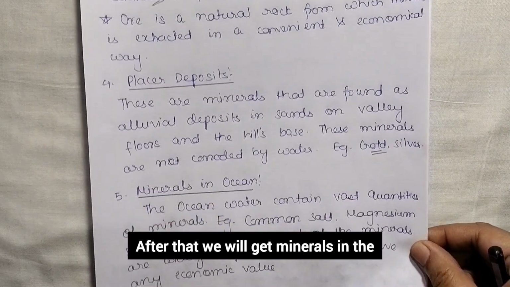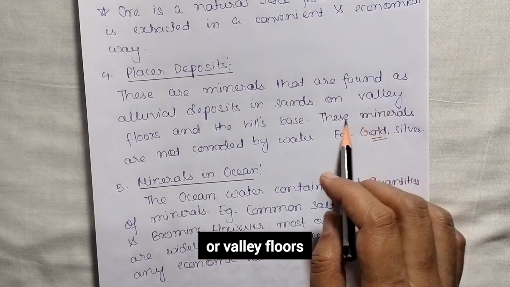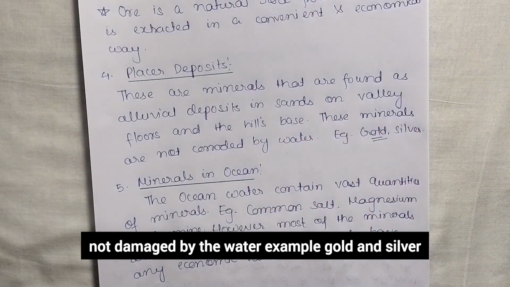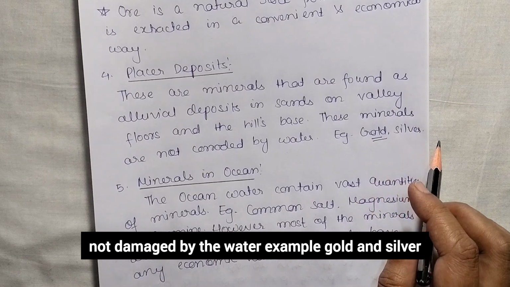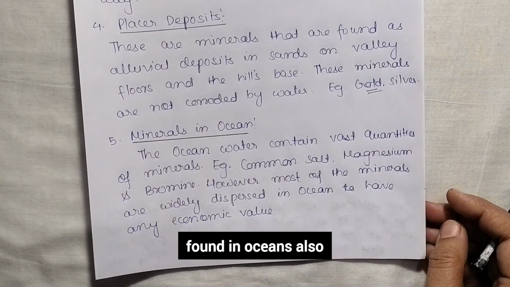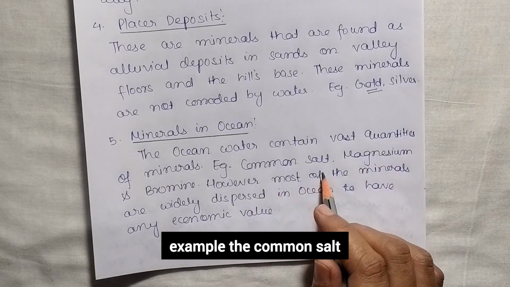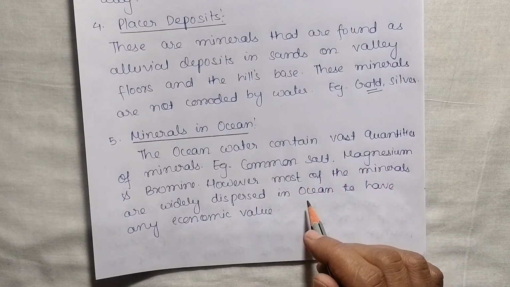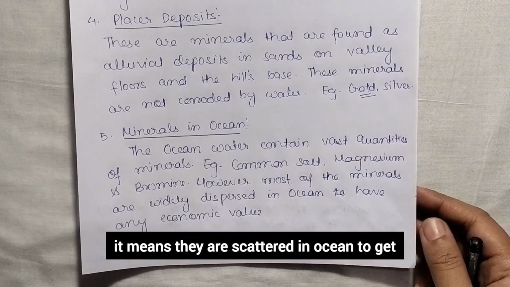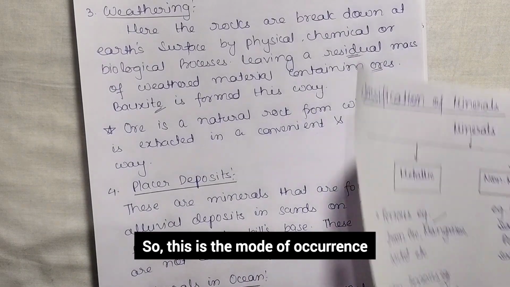After that, we get minerals found in alluvial deposits, in sands, valley floors and the hill base. These minerals are not corroded, it means not damaged by water. Example, gold and silver, right? And finally, some minerals are found in oceans also. The ocean contains vast quantities of minerals. Example, common salt, magnesium, and bromine. However, most of the minerals are widely dispersed in the ocean, it means they are scattered, so they have little economic value, right? So this is the mode of occurrence.